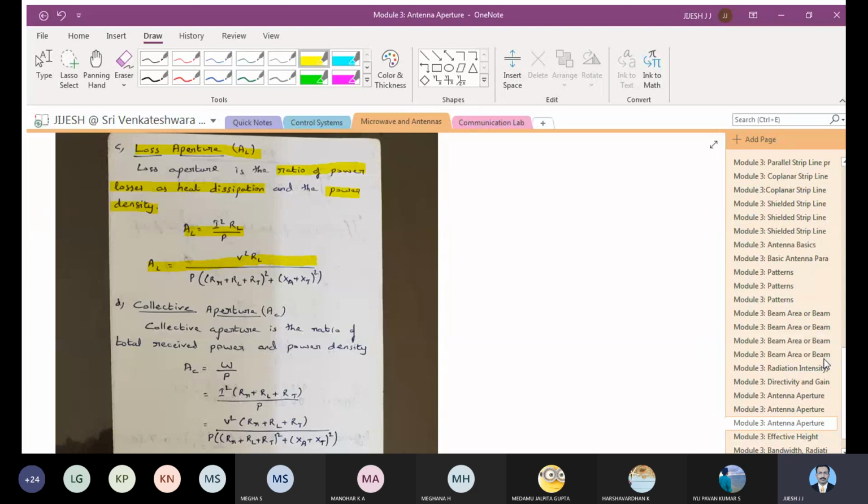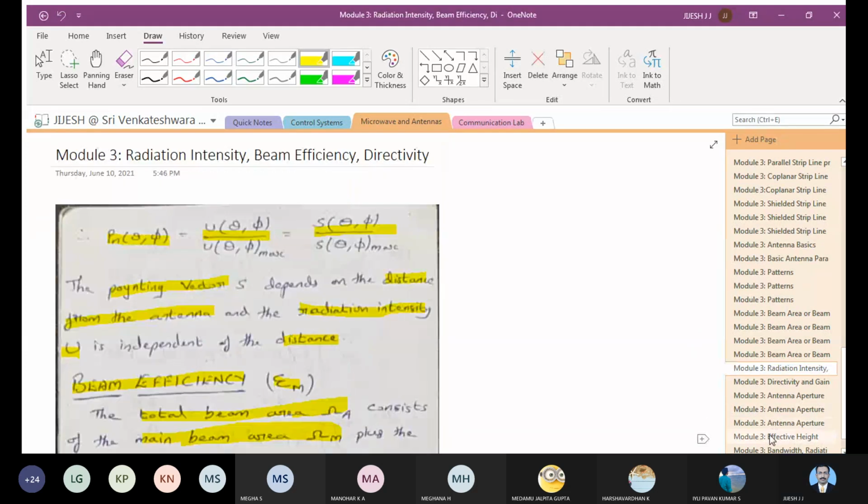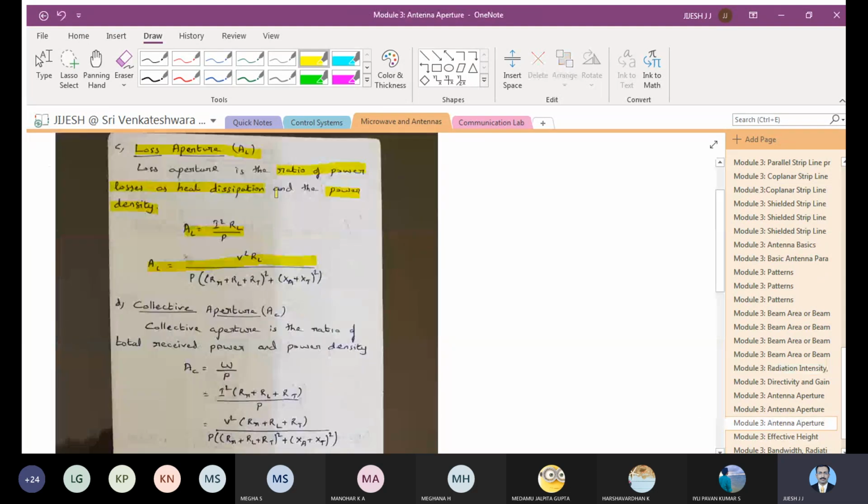Okay, so we have discussed the loss aperture, that is AL, and it is the ratio of power loss as heat dissipation and the power density. AL is equal to I square RL divided by P. So the next one is called the collective aperture, AC, represented as the ratio of total received power and the power density.